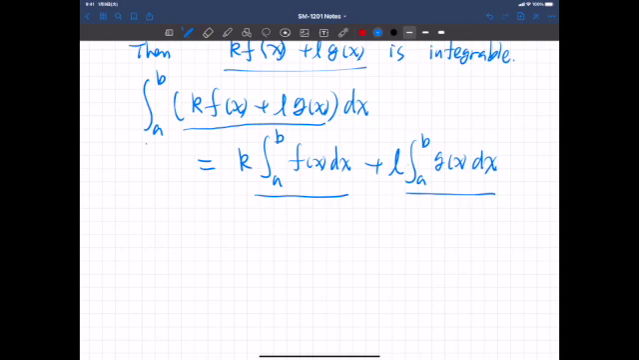So far we have seen many examples of linear operations. This integration is a linear operation, and we have seen differentiation was also a linear operation, and also taking limits is a linear operation.